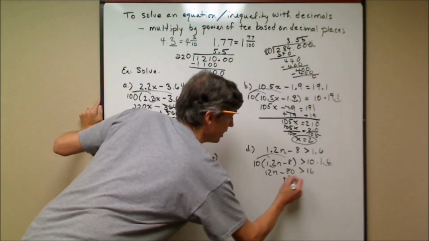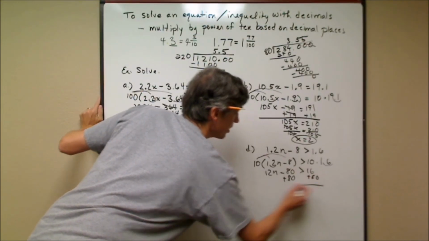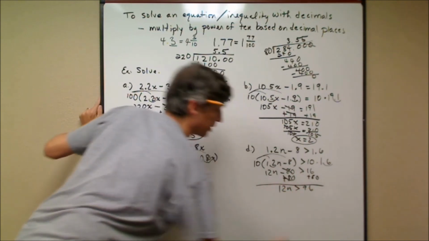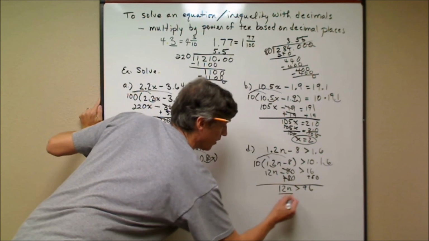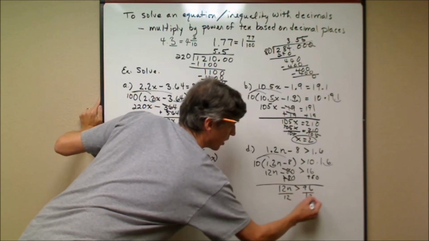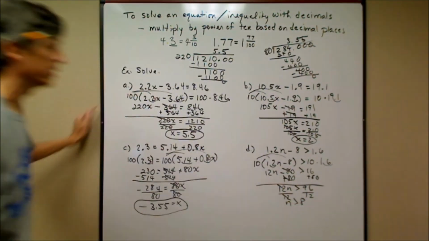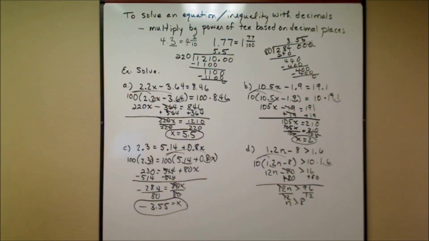I'm going to add 80 to both sides. And I have 12n is greater than 96. I'm going to divide both sides by 12. I'm running out of space. That's the only reason why I'm attaching it. And I have n is greater than, looks like 8. And that's my answer. All right.